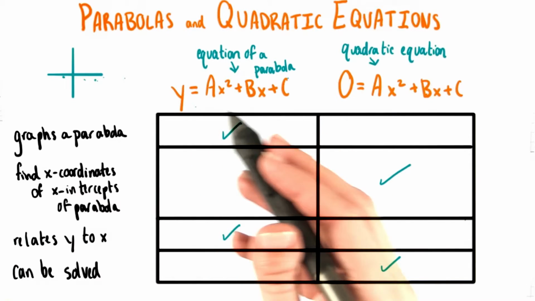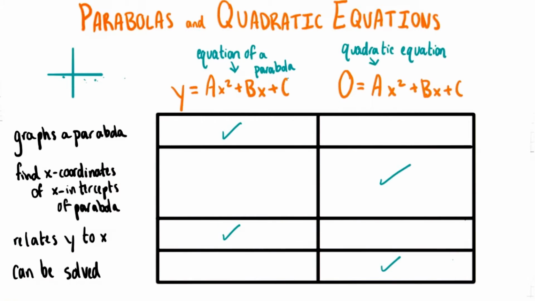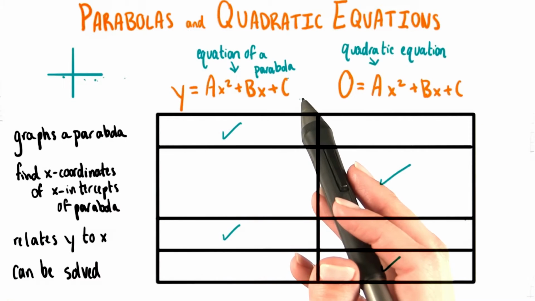So although the equation of a parabola can yield a graph, a quadratic equation can yield solutions for values of x that tell us a lot about these graphs of parabolas.